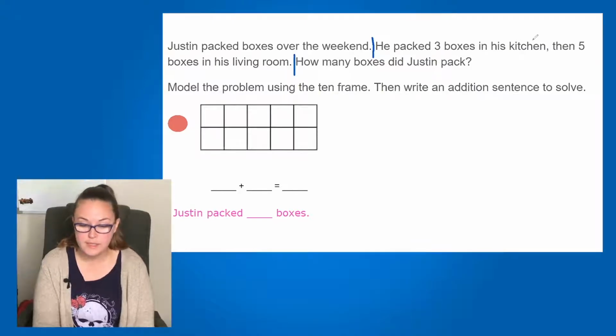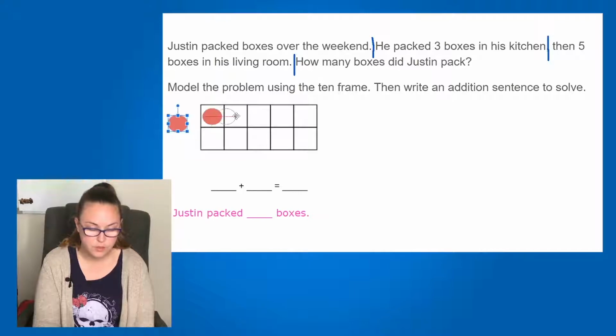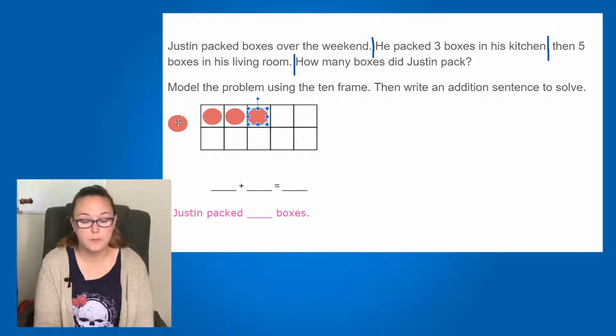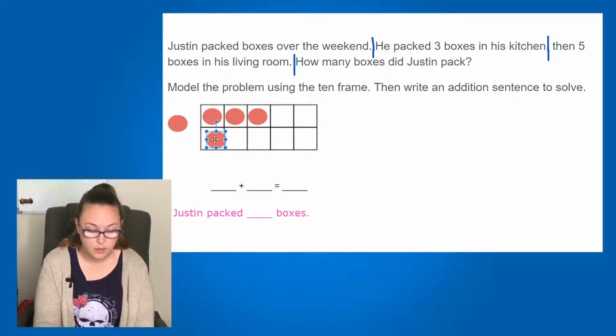I'm going to break this sentence down into 2 smaller chunks. The first one says, he packed 3 boxes in his kitchen. So how do we model that? That's right, let's put 3 on the first row. 1, 2, 3. The second half of the sentence says, then 5 boxes in his living room. So how many do we need to put on the second row of the 10 frame? That's right, we need to put 5 on the second row of the 10 frame.